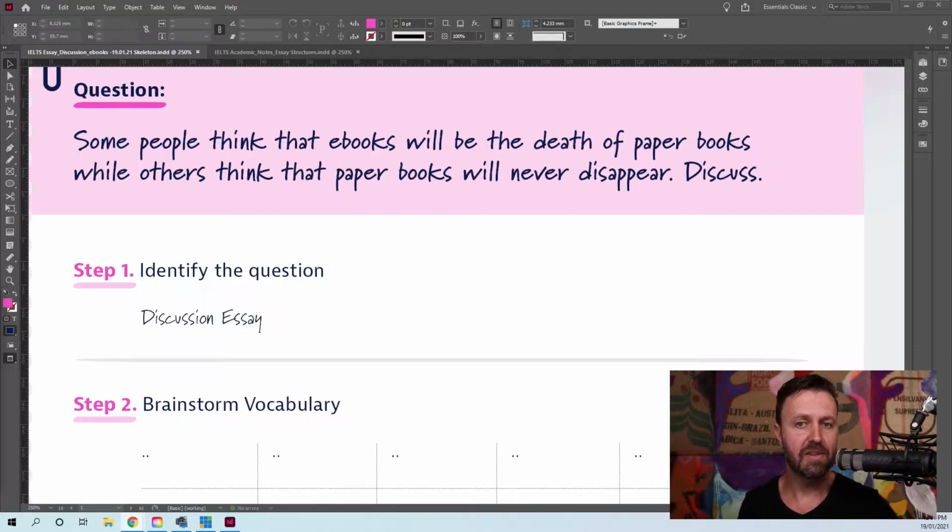And this is one of those situations where we have to think about, okay, what is the advantage of physical books? What is the advantage of e-readers? Let's start talking about that.